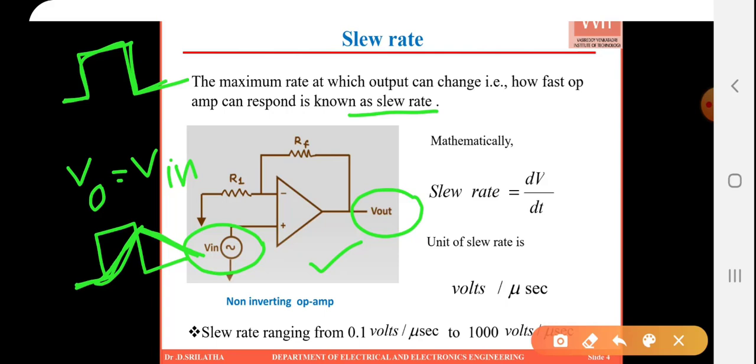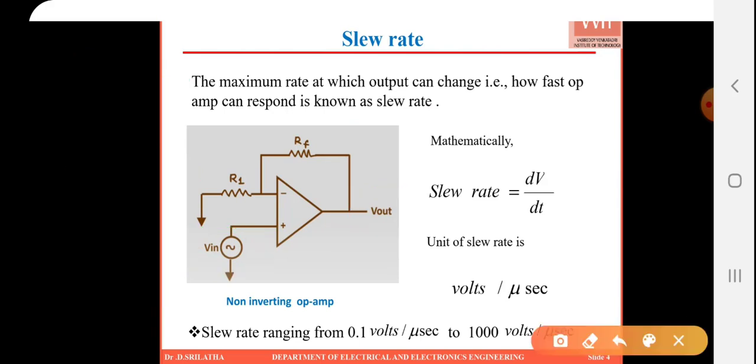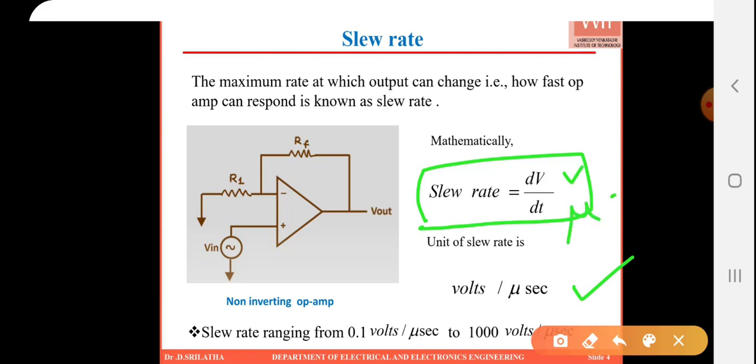Now let us see why the output changes like this. Mathematically, slew rate can be defined as the rate of change of output voltage with respect to time. That means at what rate the output voltage of operational amplifier changes. So that is called slew rate. The unit for slew rate is volts per microsecond. Here this is volts and this is seconds. Usually it takes a little time, that is microseconds, to change the output. So that's why we always express the slew rate in terms of volts per microsecond.